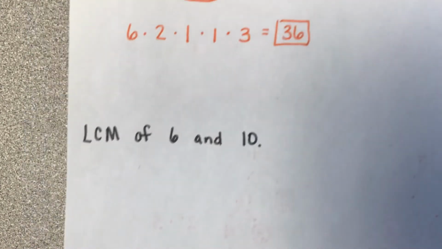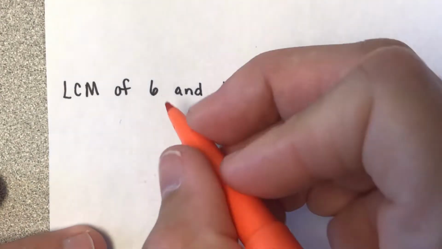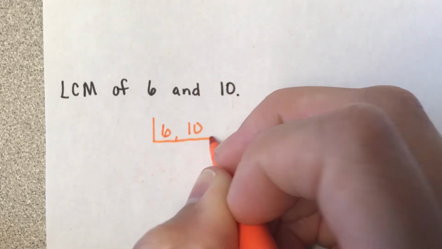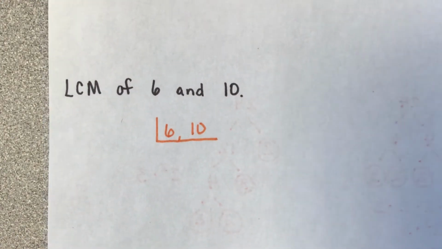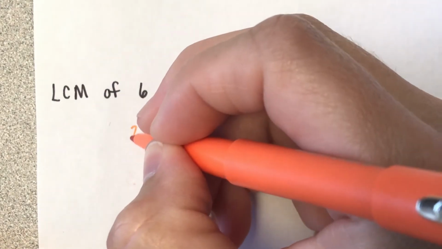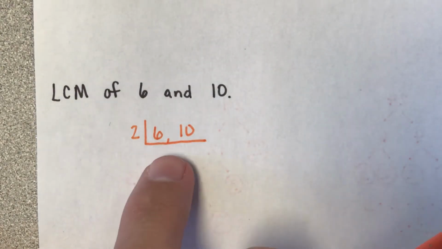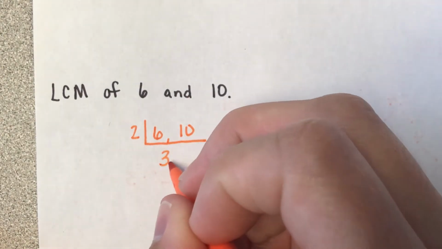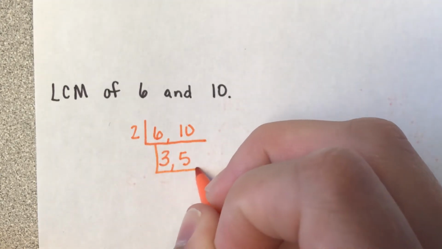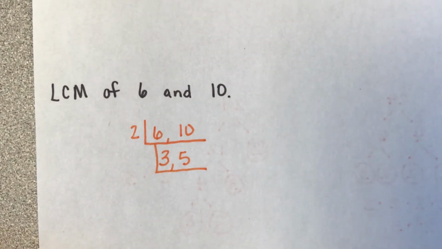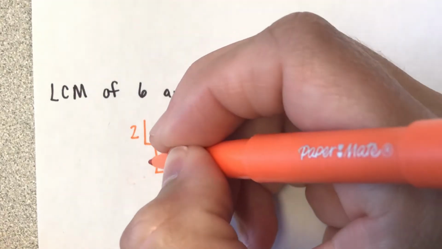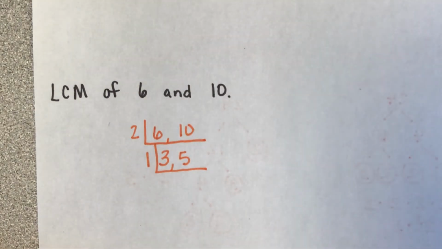Okay, let's look at another one: 6 and 10. What is the number that goes into 6 and also goes into 10? Well, the only factor I can think of is 2. 6 divided by 2 gives me 3, and 10 divided by 2 gives me 5. Now you ask yourself, what is a factor that 3 and 5 share? The only factor they share is 1. Once I see that 1, I know I'm done.